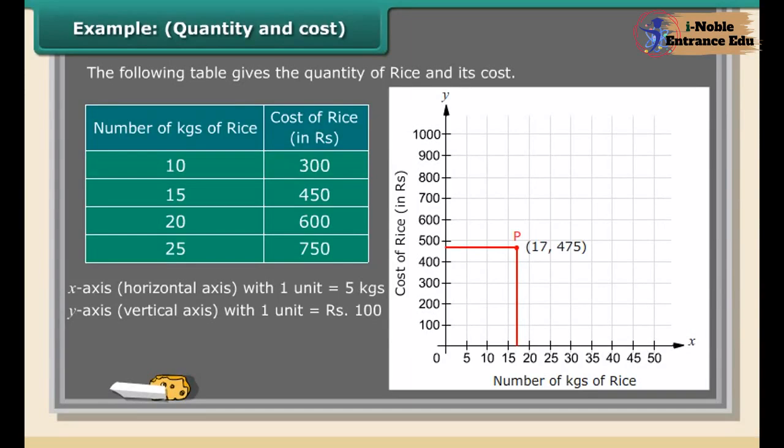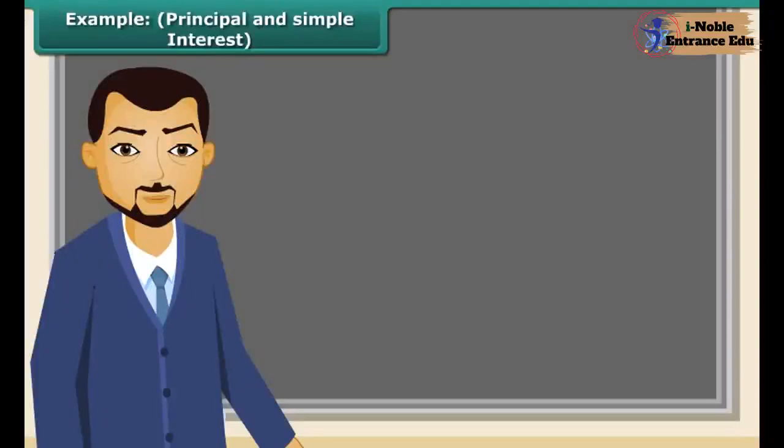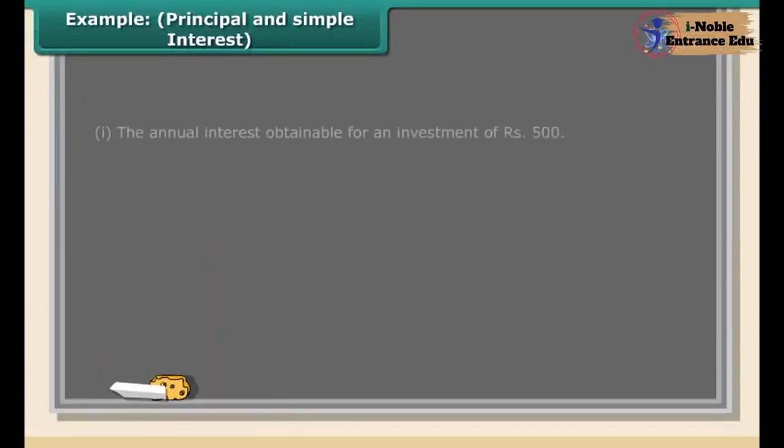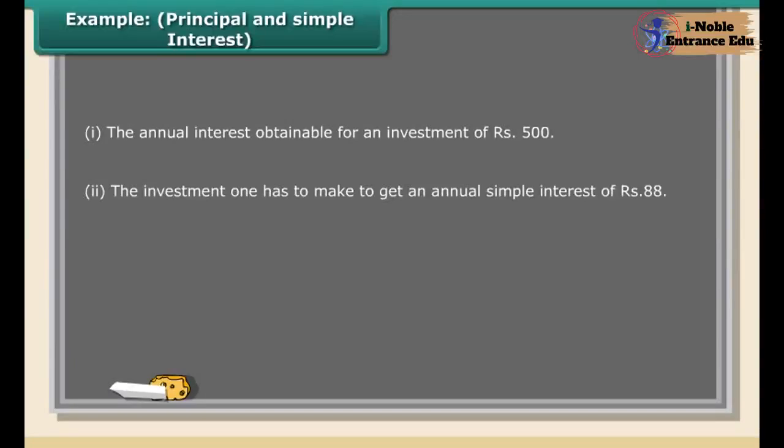Suppose we want to know the price of 17 kgs of rice. Locate 17 on the horizontal axis, then follow the vertical line through 17 till you meet the graph at P. From P you take a horizontal line to meet the vertical axis at 475. This meeting point, 475, provides the answer. This is a graph of a situation in which two quantities are in direct variation. The graph will always be linear.